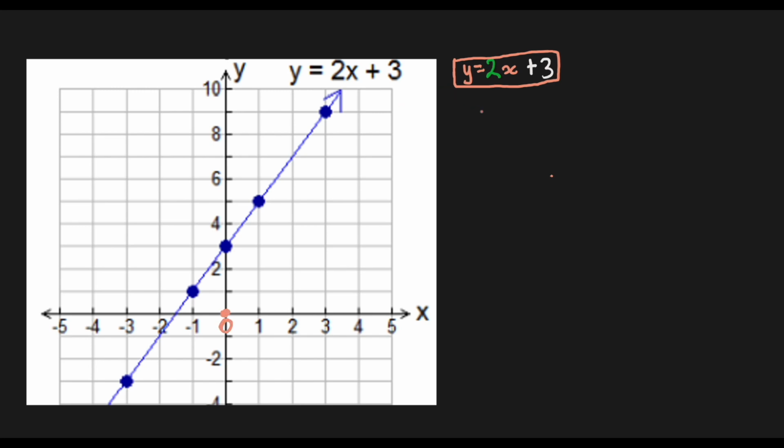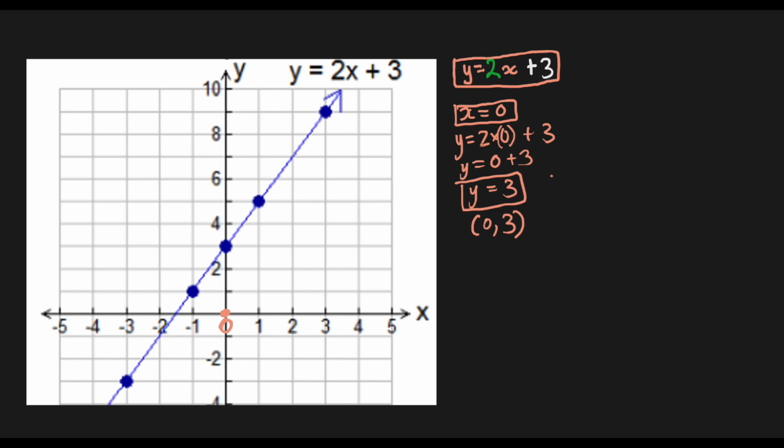So how does this work? We have y is equal to 2x plus 3. Let's see what it would look like when x is equal to 0. So then that would be y is equal to 2 times 0 plus 3. And what is 2 times 0? That's going to give us 0. So 0 plus 3. So y is equal to 3. So when x is equal to 0, y is equal to 3. So then our coordinate would be 0, 3. As you can see here, we have a coordinate 0, 3.